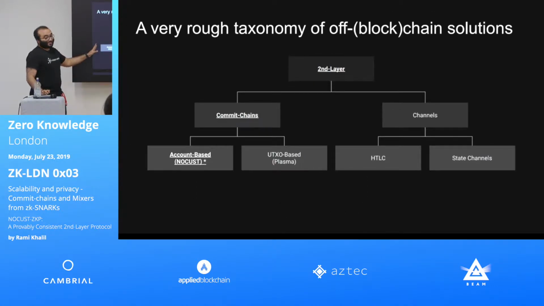And this is a very rough taxonomy. Don't take it too much to heart. I know there are some things missing here, but I just want to give you an outline of where we are.